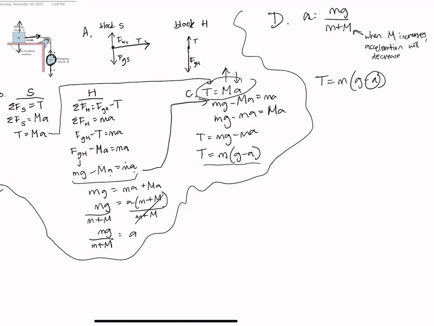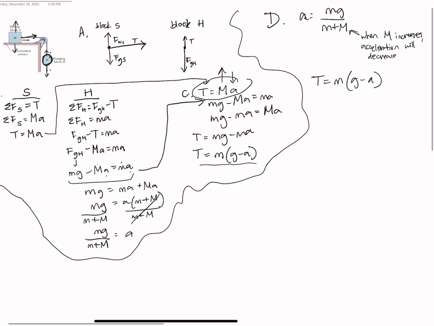only acceleration is going to decrease, because we know, again, that when m increases, acceleration will decrease. So acceleration will decrease, meaning that this term will be bigger because it's being subtracted by a smaller number. And tension as a whole will also become bigger.